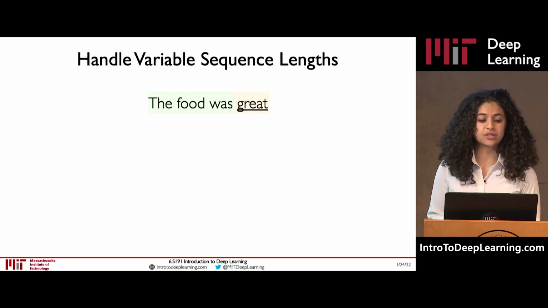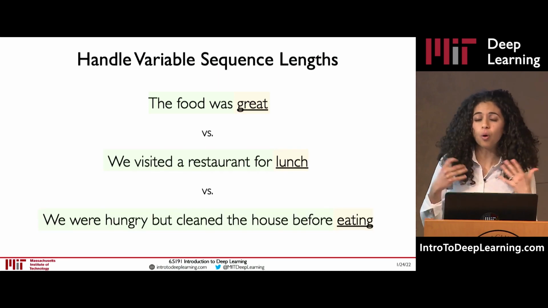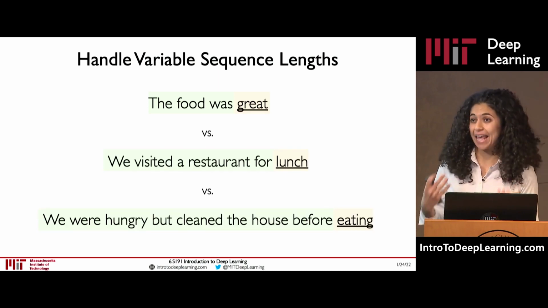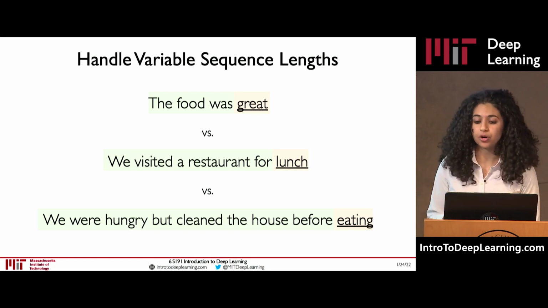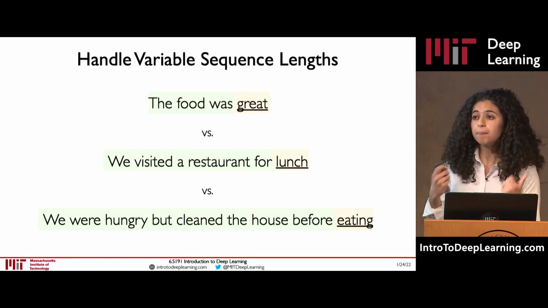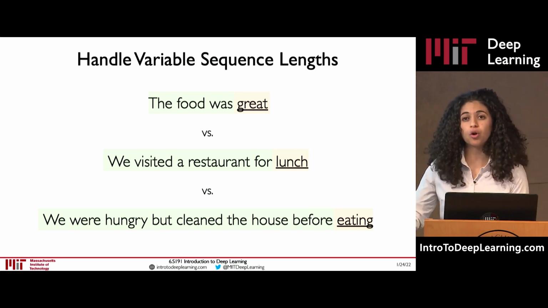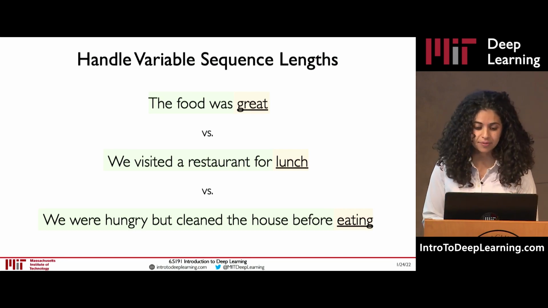We can have a short sequence, we can have a longer sequence, or an even longer sequence, right? But the whole point is that we need to be able to handle these variable length inputs, and feed-forward networks are simply not able to do this because they have inputs of fixed dimensionality. But because with RNNs, we're unrolling across time, we're able to handle these variable sequence lengths.